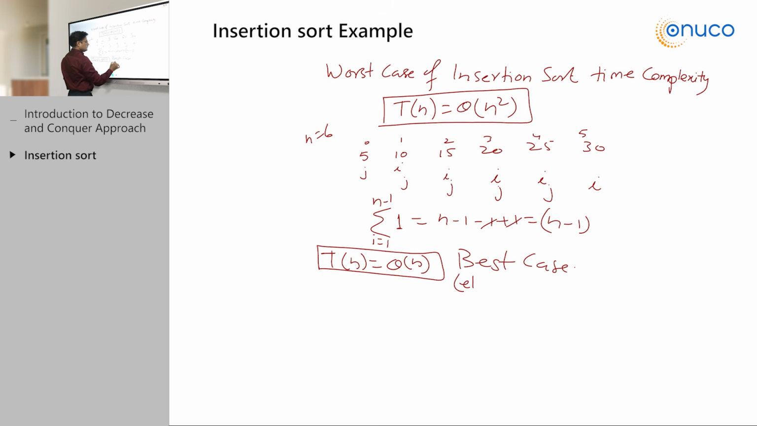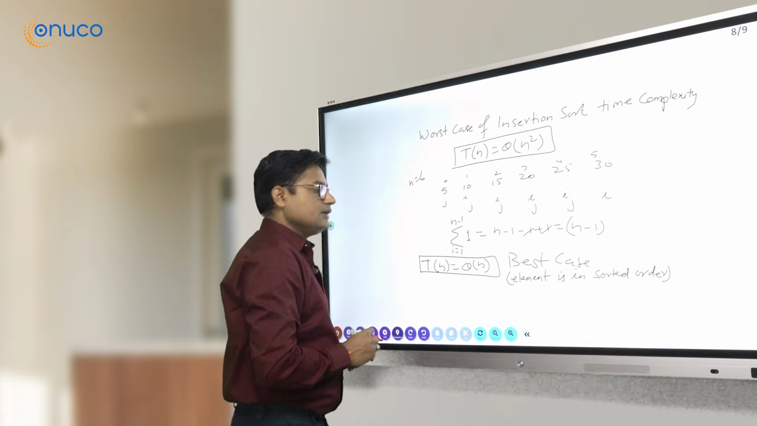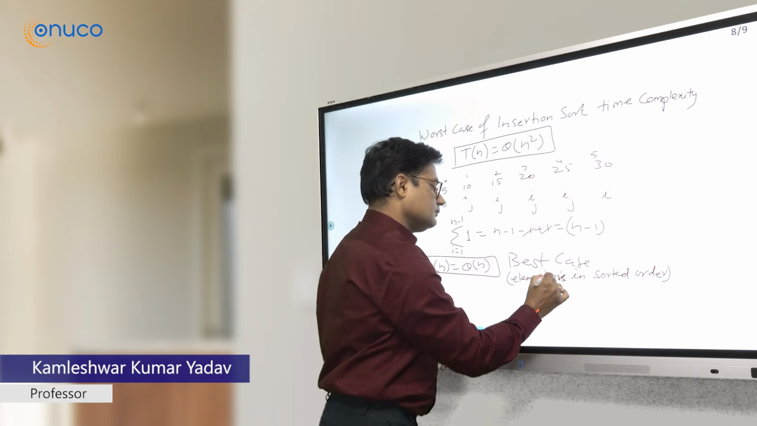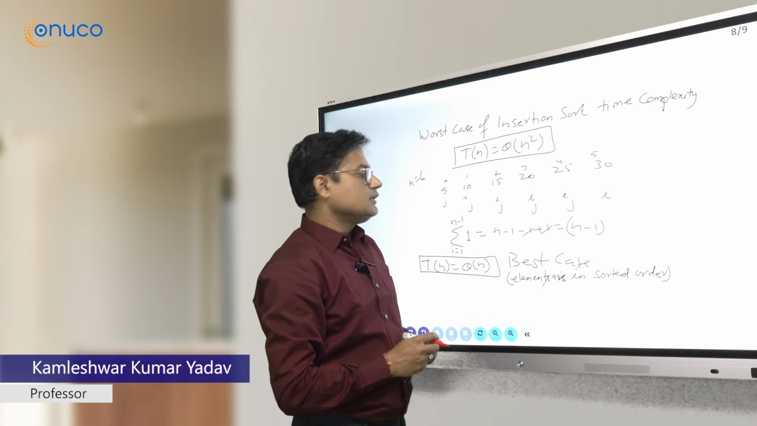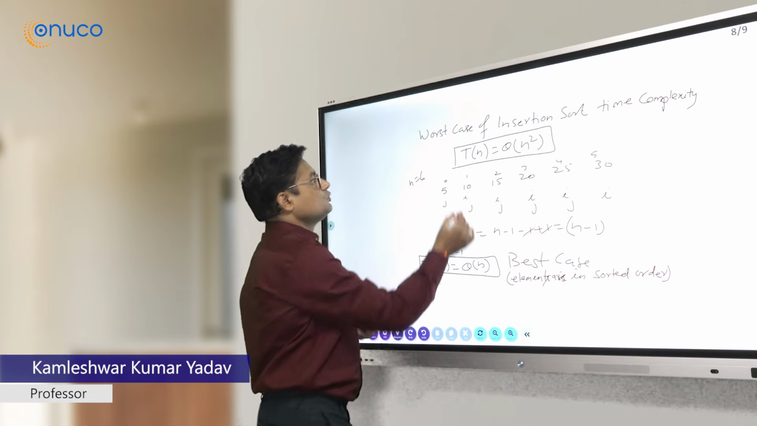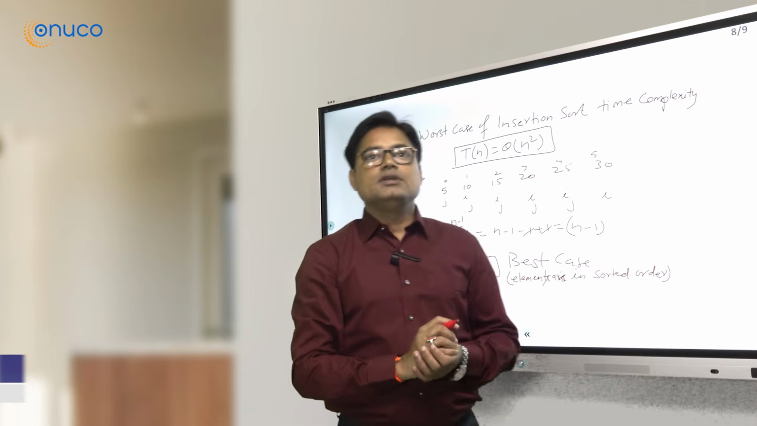When it is the best case, the elements are in sorted order. The best case, when we get theta of n, is when elements are in sorted order. That input itself is in sorted order. That is called the best case. So the worst case will be theta of n square. The best case will be theta of n in the case of insertion sort.